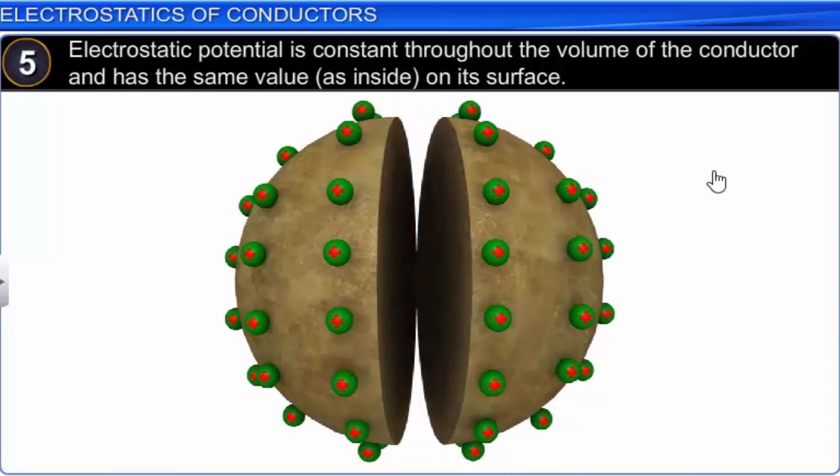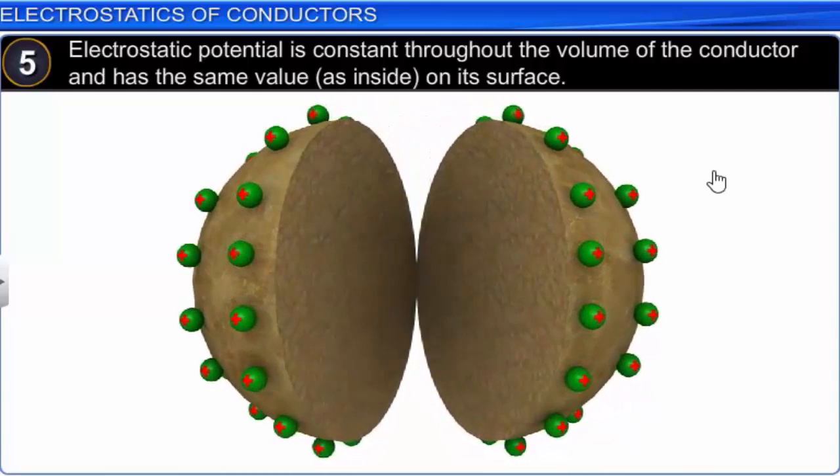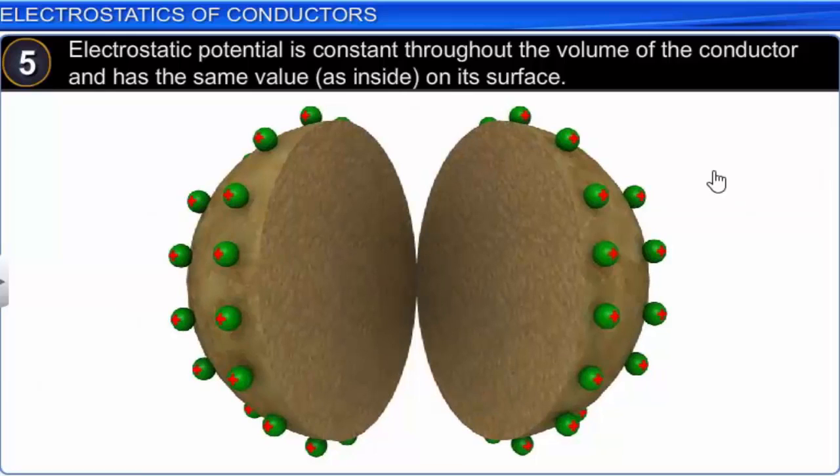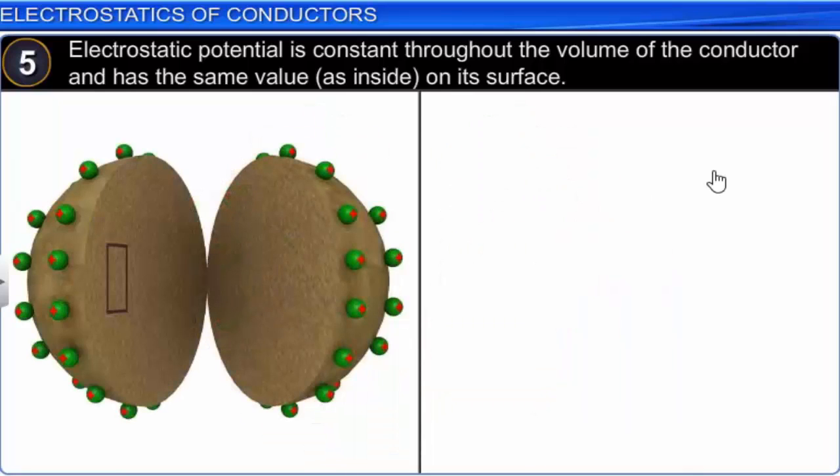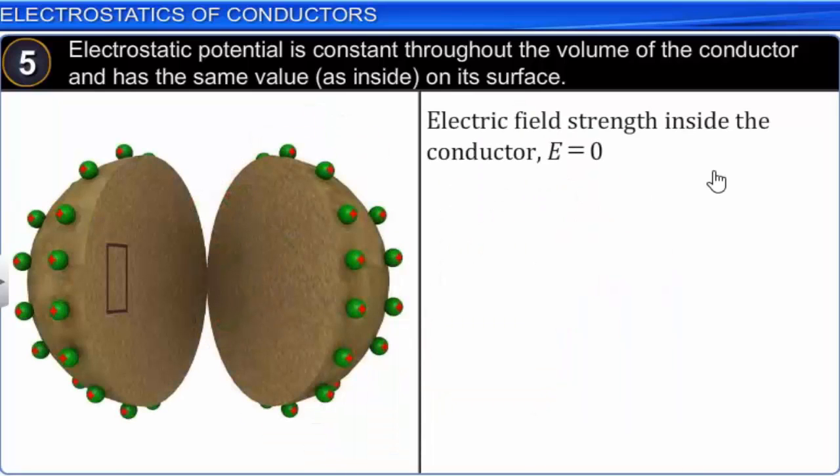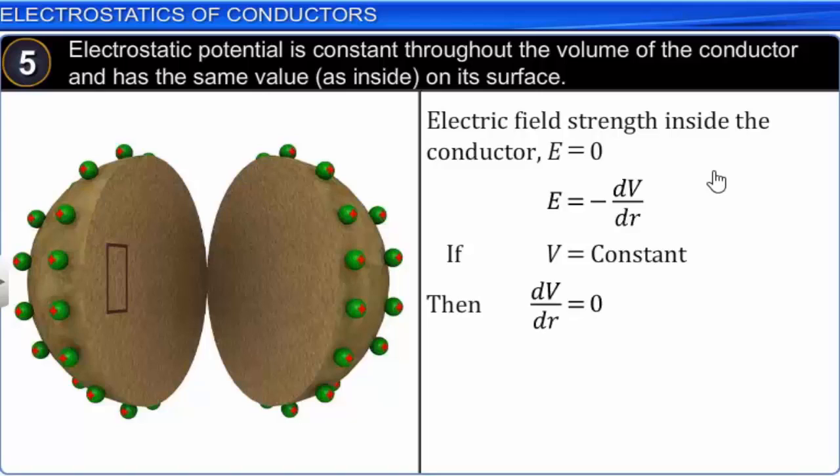Electrostatic potential is constant throughout the volume of the conductor and has the same value as inside on its surface. Inside the conductor, the electric field strength E is equal to 0. We know that the electric field strength E is equal to minus dV by dr. If V is constant everywhere inside the conductor, then dV by dr will be 0, and hence E is equal to 0 inside the conductor.